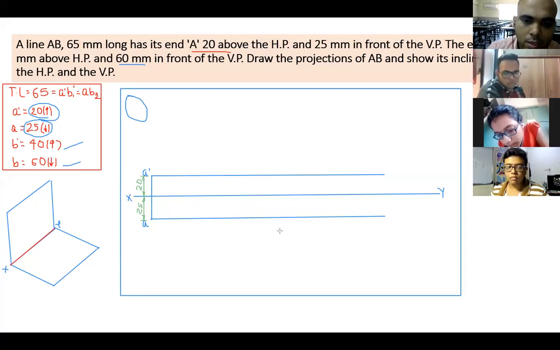Good. What is next now? The question says that end B is 40 mm and 60 mm. So now what you will do is, we will make two horizontal lines, that is from the XY line 40 mm above and 60 mm below. That is, you make it in this way.